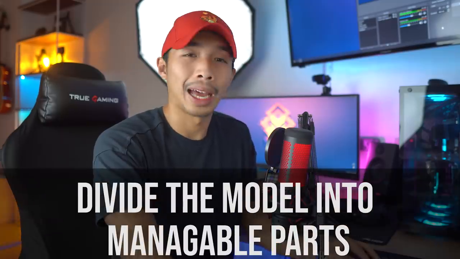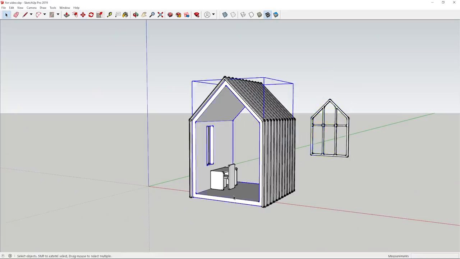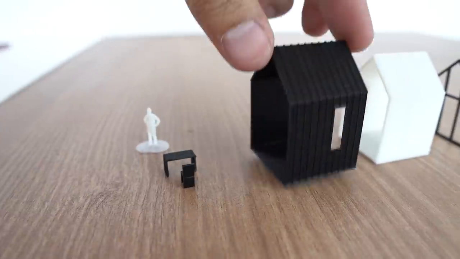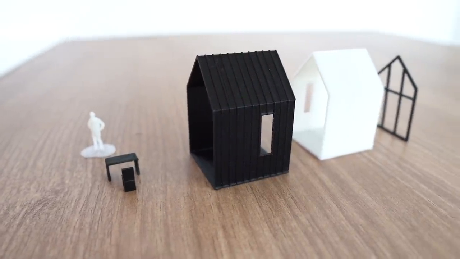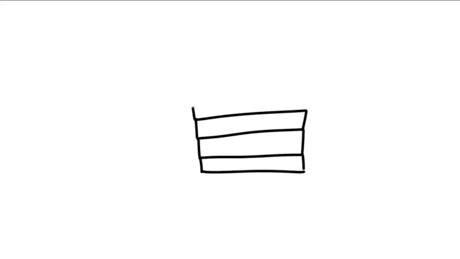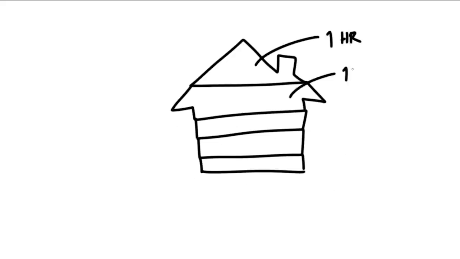So the first tip is to divide your 3D model into manageable parts. So instead of printing a whole house, you can instead print the walls separate from the floor, the roof, and the furnitures. The way this is gonna help you save time is, let's say it takes about 5 hours to print your whole model if you did not divide it, but if you divide your model into 5 parts, it takes 1 hour each part.